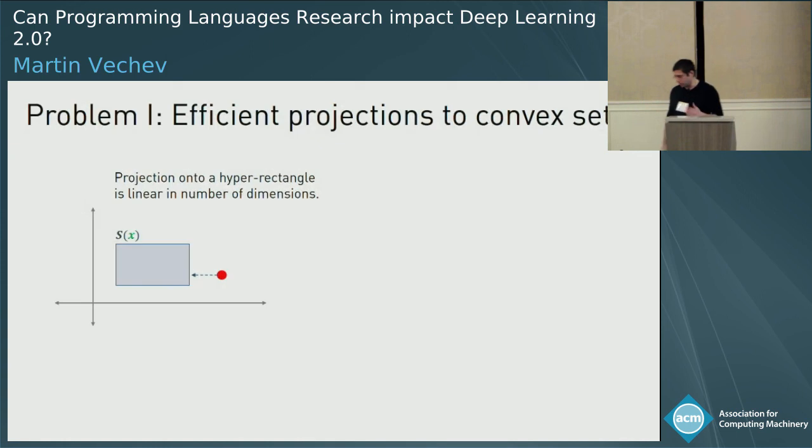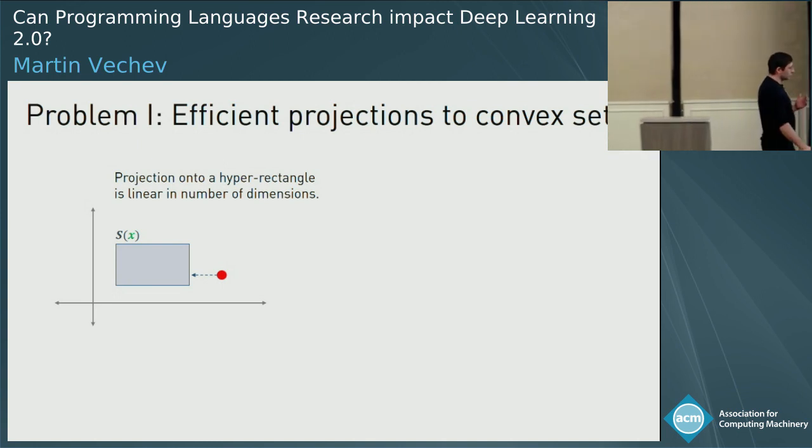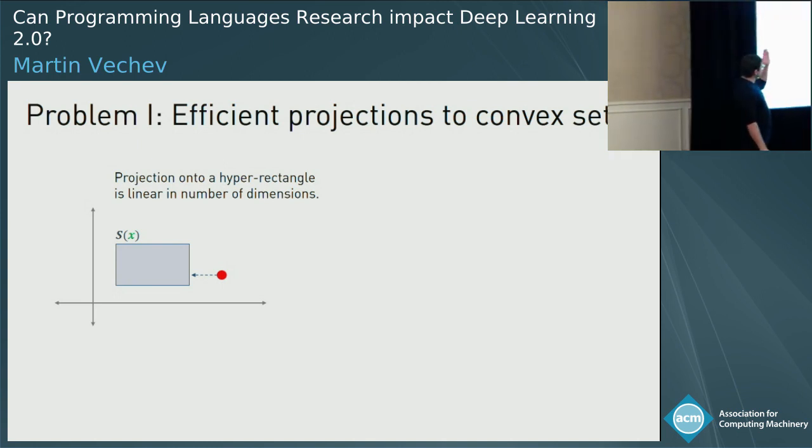So problem number one, efficient projections. Hyperrectangles in two dimensions are boxes. And so the complexity for projecting a point, like the red point, onto this hyperrectangle is linear. You just go over the point and clip the dimensions.